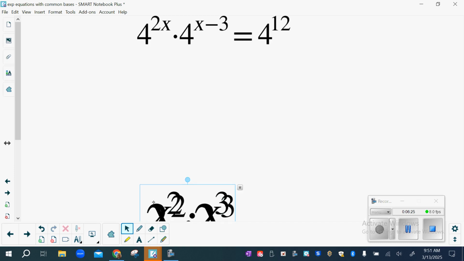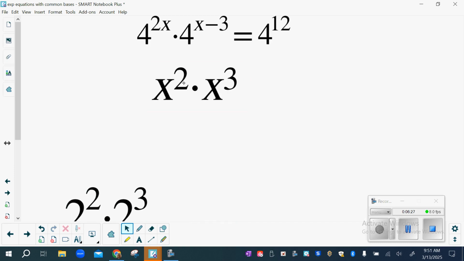Does anyone have a hard time doing that problem right there? Slight work, right? It would be what? X to the 6. Nope. X to the 5. We don't change the x. We just add the exponents. Nice and easy. Super light work.